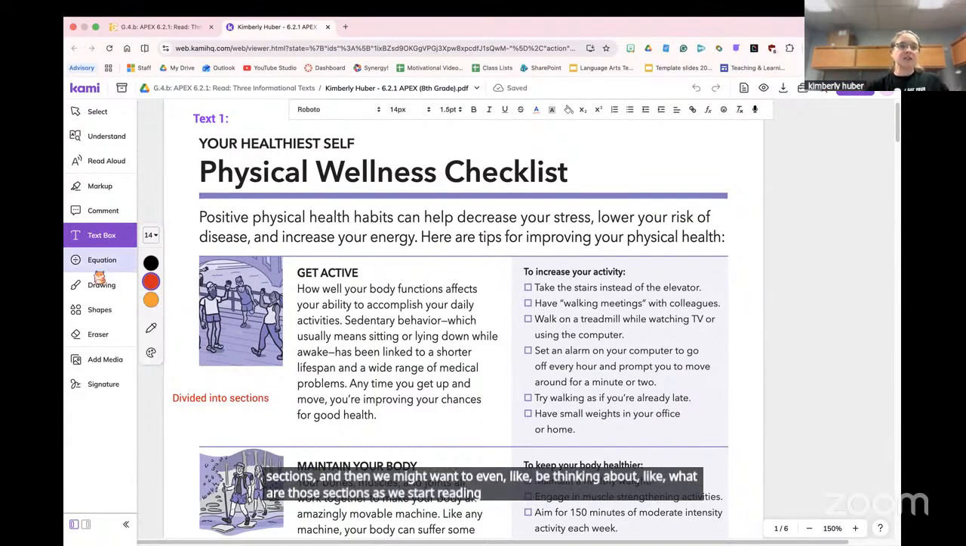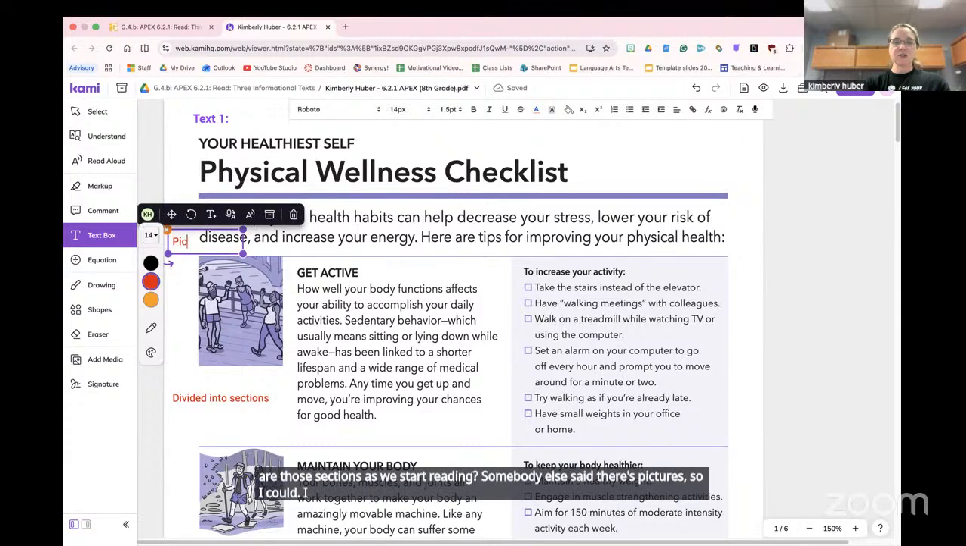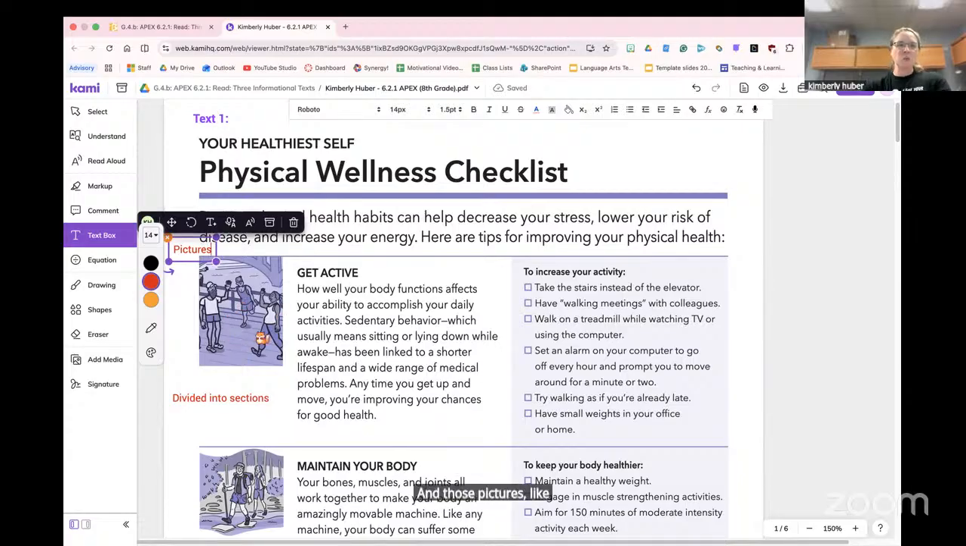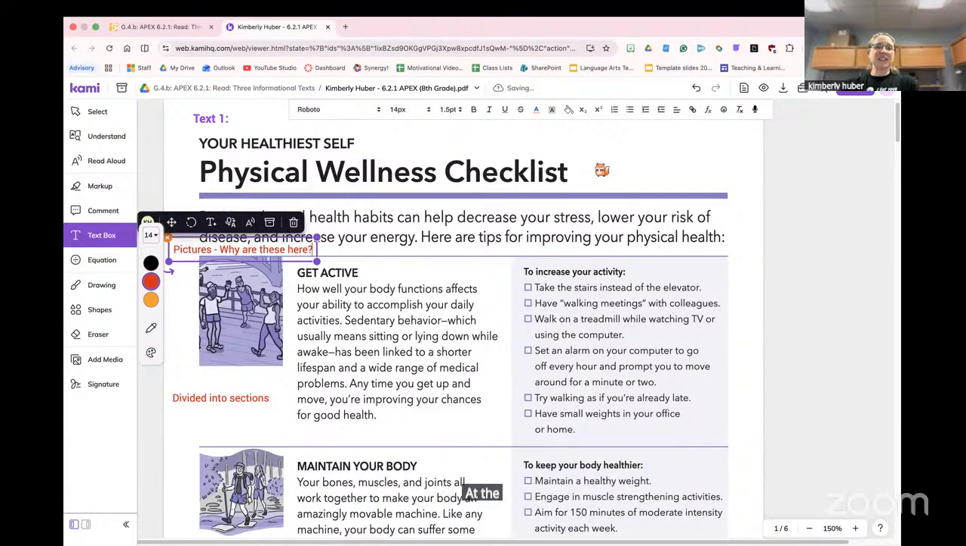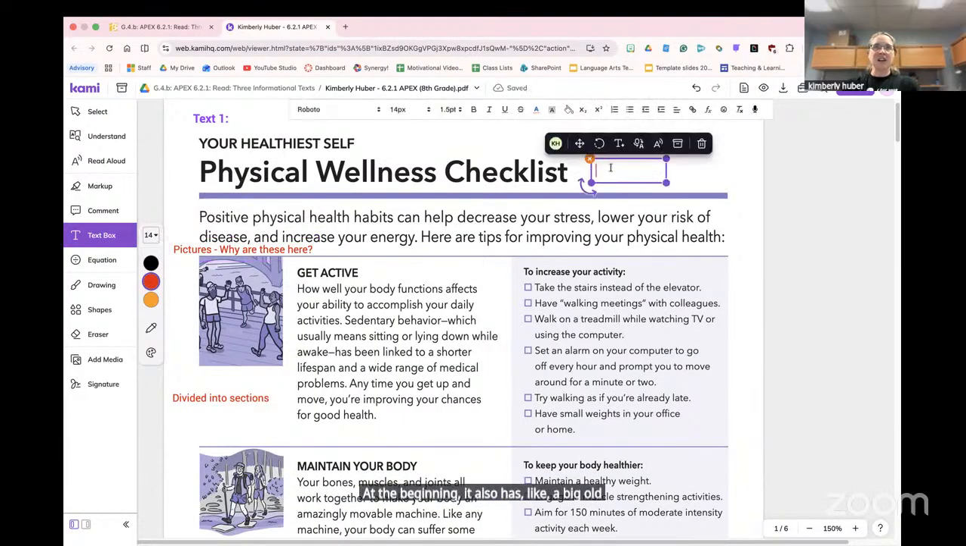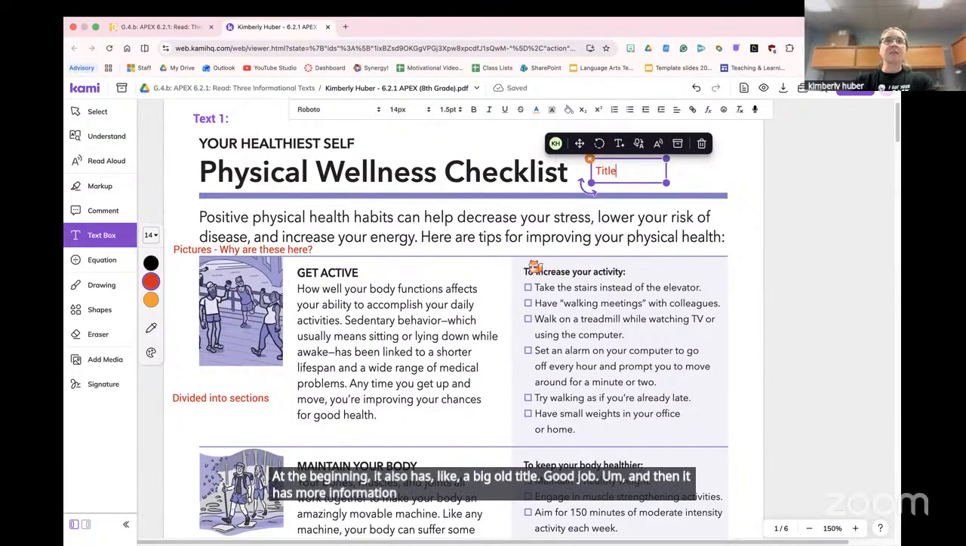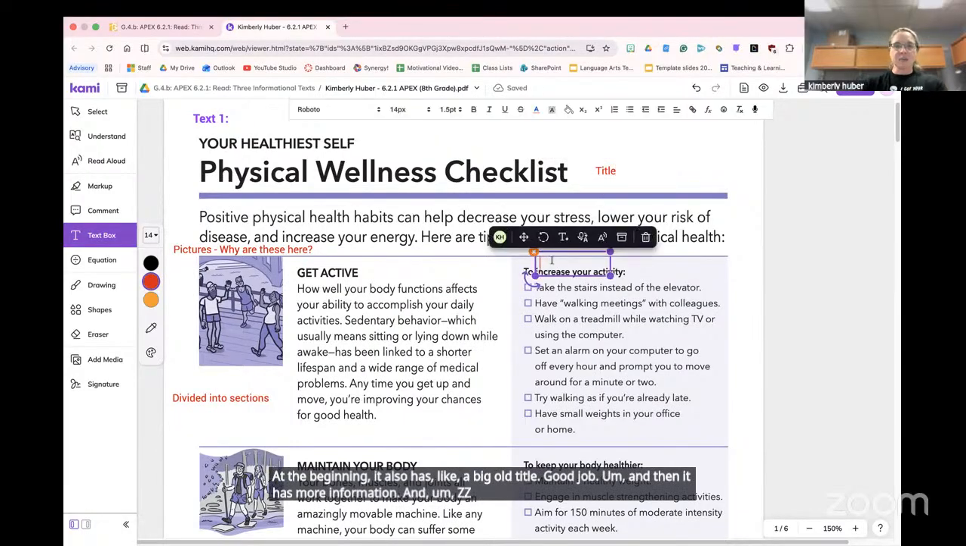Somebody else said there's pictures. So I could add that too. Those pictures, I could be thinking about, why are these here? So as I'm reading, I'm going to be thinking about that. At the beginning, it also has a big old title. Good job. And then it has more information. And Zizi also said check boxes.